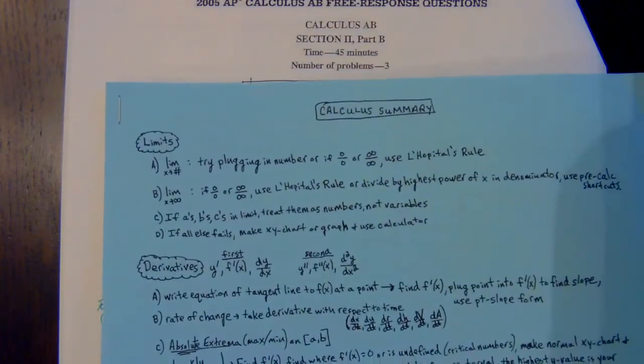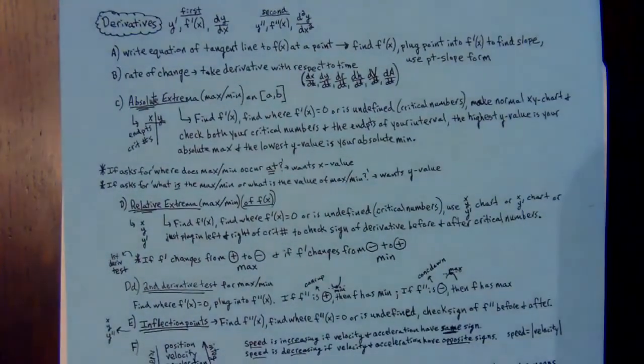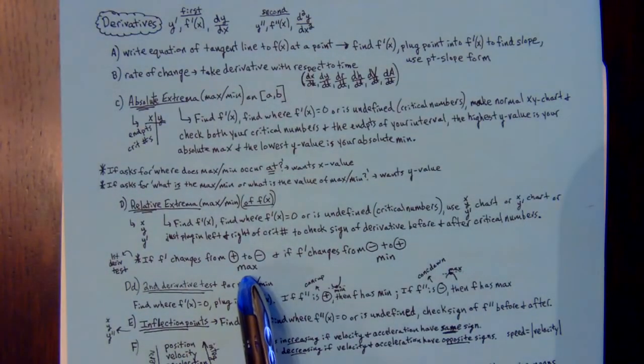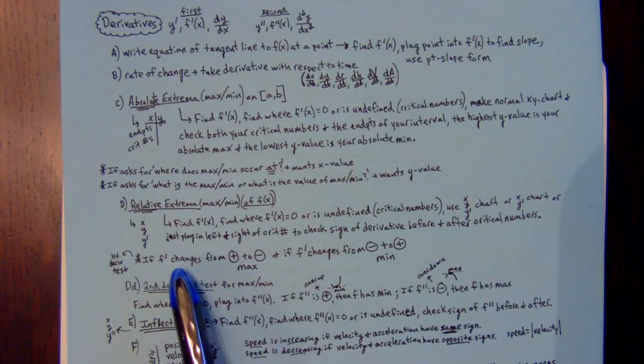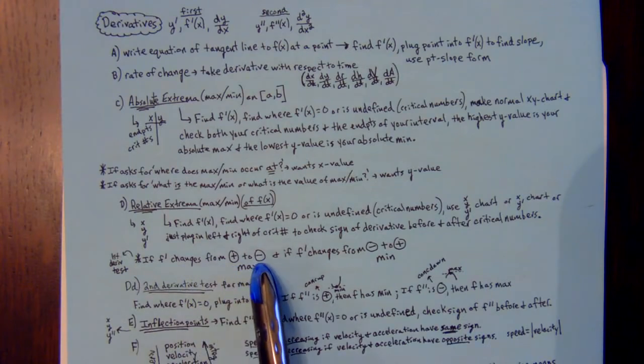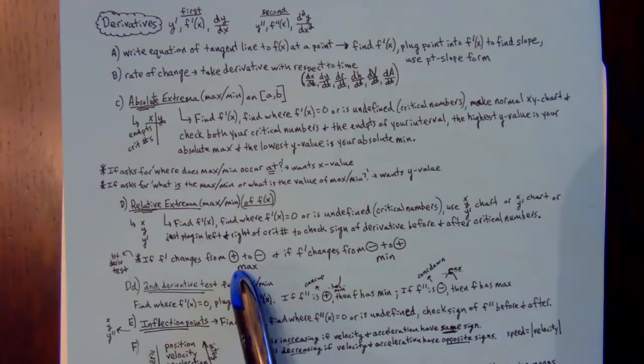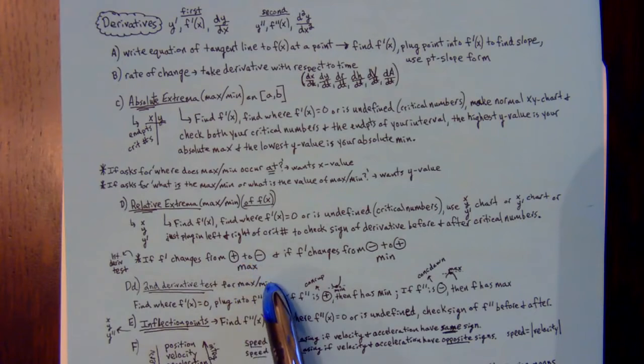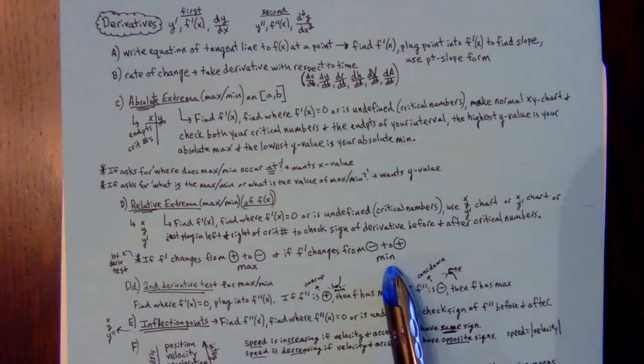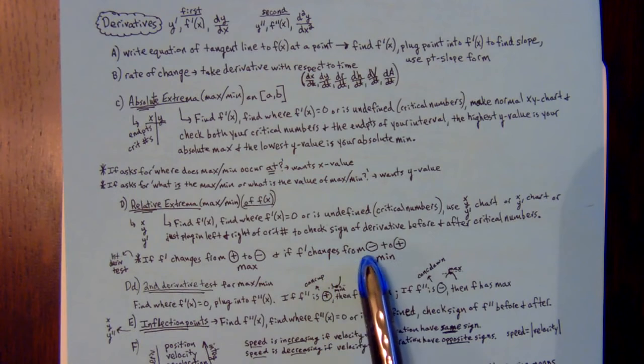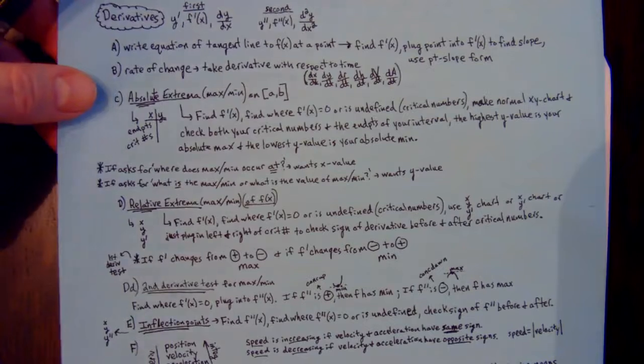As you refer to your blue packets, right here, what we're looking for: f is going to have a relative max if your f prime changes from positive to negative. That means your function changed from going up to going down, from increasing to decreasing. So you would have a relative max right there. And f would have a relative min if your f prime changes from negative to positive. That means your function went from decreasing to increasing, creating a relative min right there.